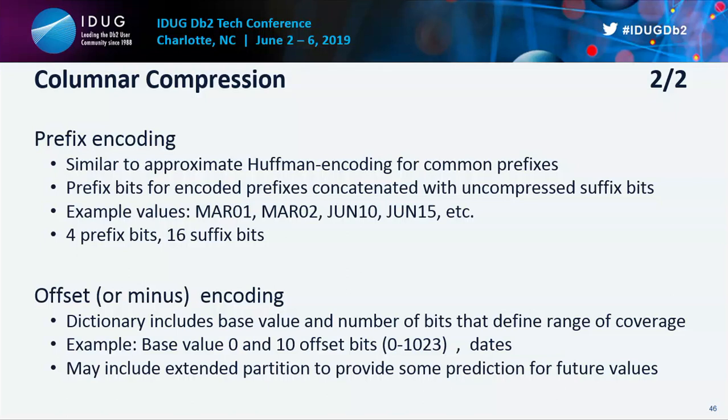Those are examples where prefix encoding will kick in because the front bits all match, right? And then only the end has to be different. And I'll have more detailed examples on these. The next one is what we call offset or minus encoding, and these are very useful for things like dates and times, and not as much times necessarily, but definitely dates and numbers.